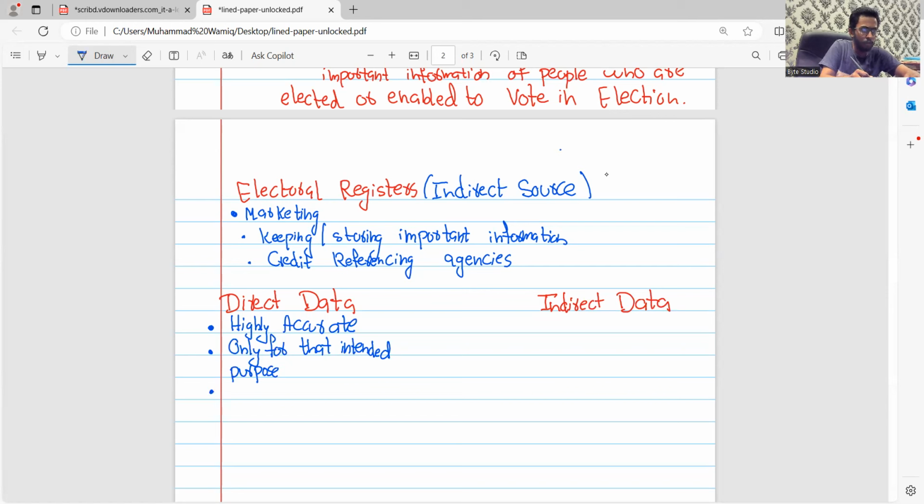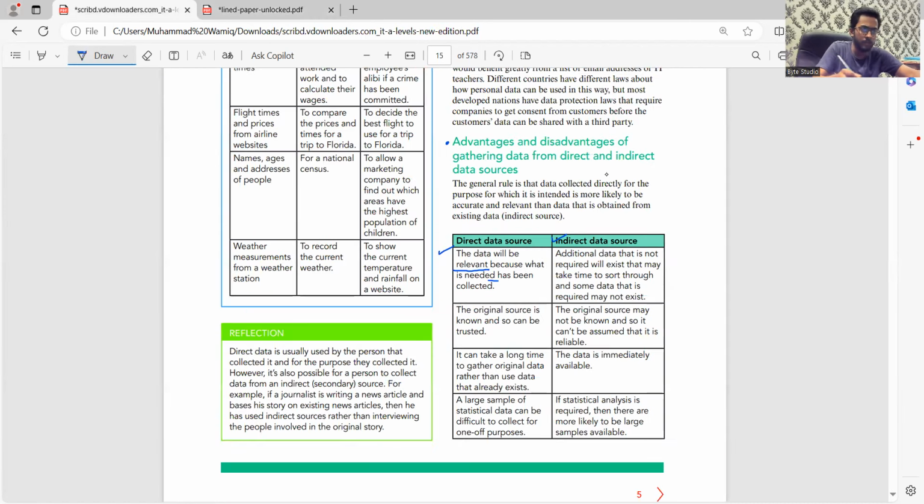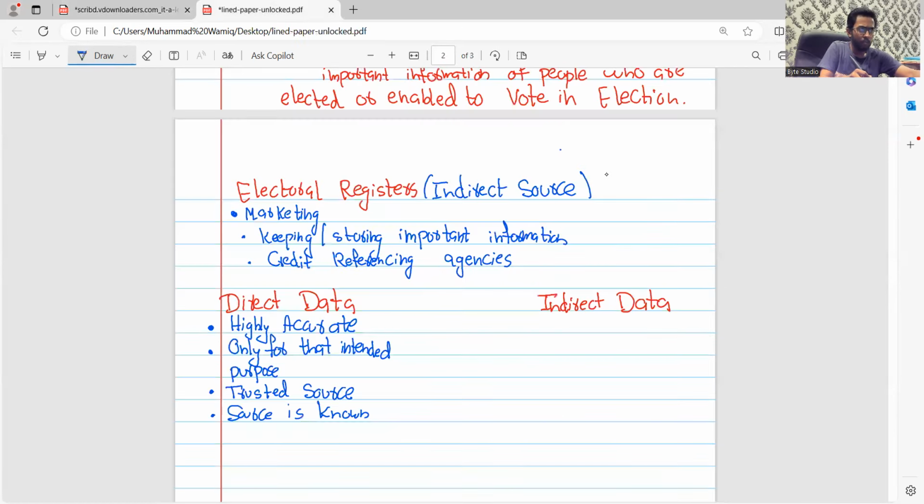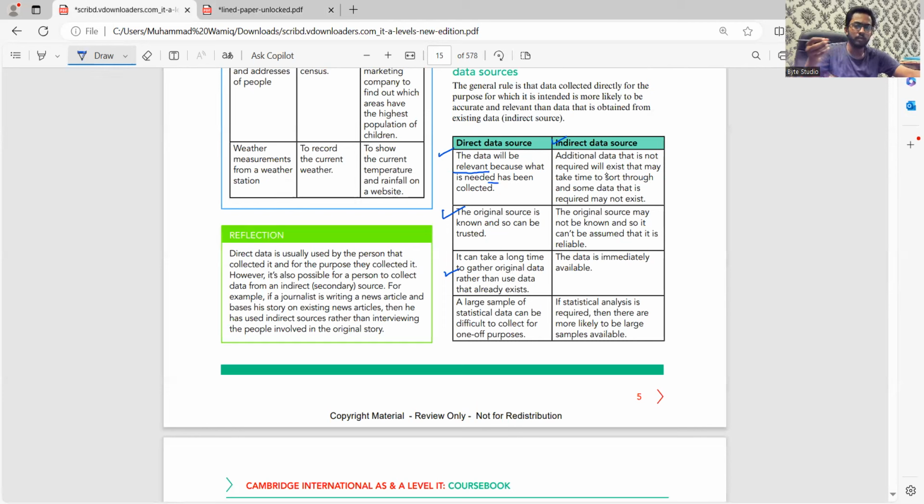Okay. The data is always collected from a trusted source. Source is known. It can take a long time to gather original data rather than use already existing data. One more point I can write is that it takes time collecting the original data. For example, if I'm asking you to write an article, you do not need to collect that. You're just going to gather that data and work on it.